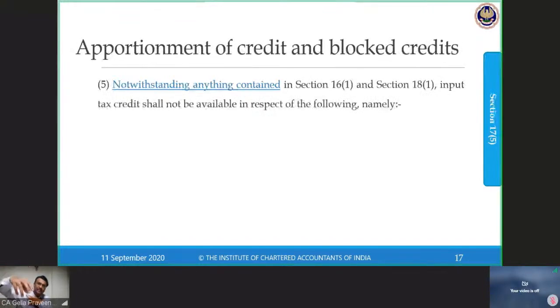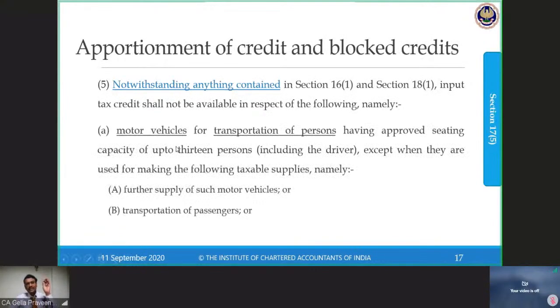So if at all I am eligible under section 16 or eligible under section 18, notwithstanding that provision means I set aside your eligibility. This is what 17.5 says. My input tax credit shall not be available in respect of the following. Now, when I say input tax credit, this includes your inputs, capital goods, input services. All of them are included here in this particular input service definition.